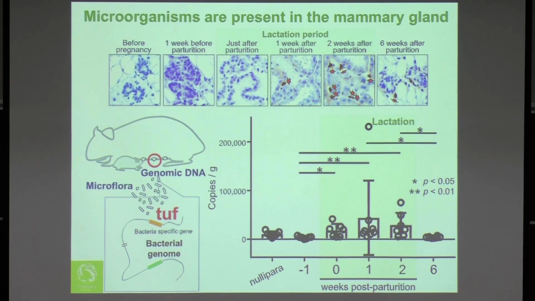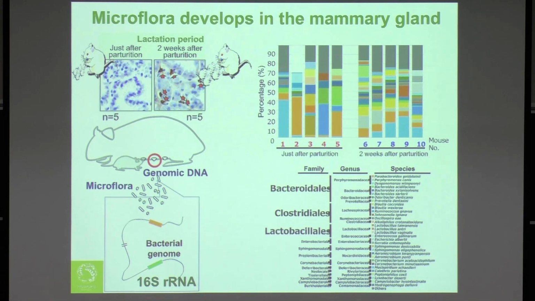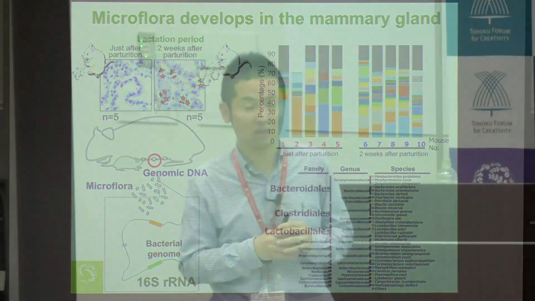So if you look at the level or copy numbers of TUF genes in the mammary gland throughout the lactation period, you can clearly see the high numbers of TUF gene during lactation. And you still have some level at other times, but it's a little bit different during lactation compared with other stages. And then we wanted to know what kind of bacteria are present in the mammary gland, because we have bacteria.